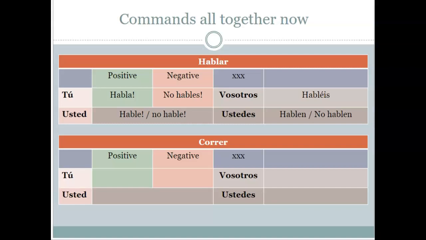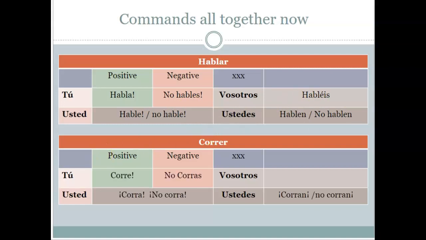Excuse me. Let's look at a couple really quick so that you make sure you know how to write them all out in your command form. Okay, so like we did on this one, hablar is just the third person, habla, like speak, and then no hables. And then if it was usted, you would just say hable or no hable. And then hablen, no hablen. And then habléis is up here. I'm not going to cover those. It'll be there, but you don't need to worry about it.